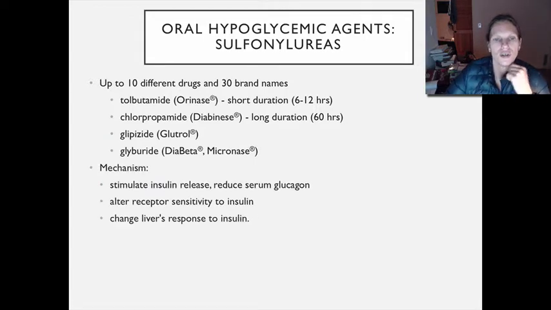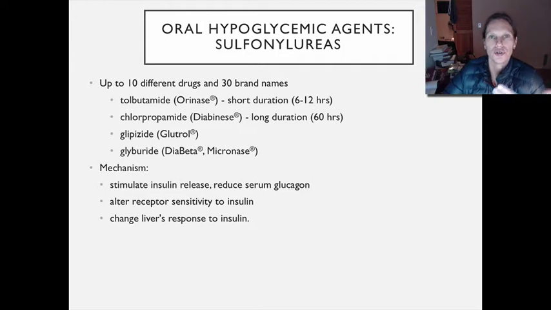So how the sulfonylureas work in a nutshell is they stimulate the release of insulin. They reduce serum glucagon. They make your insulin receptors more sensitive to insulin. Remember, that's the problem with these people. It's an insulin receptor sensitivity issue. It is not that they don't have insulin. They have insulin, but the insulin isn't able to do its job because the insulin receptor loses its sensitivity.